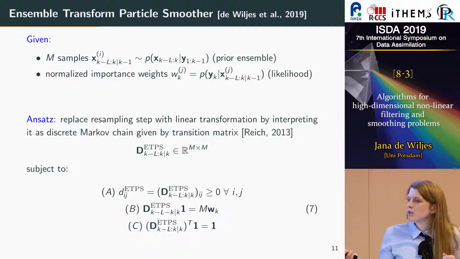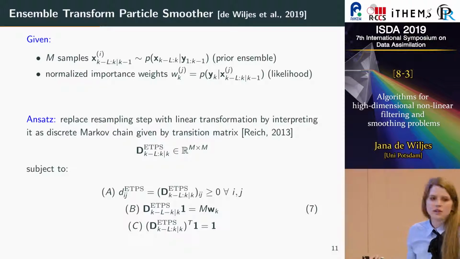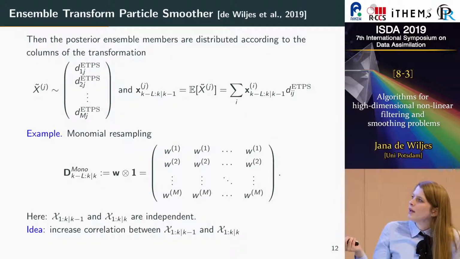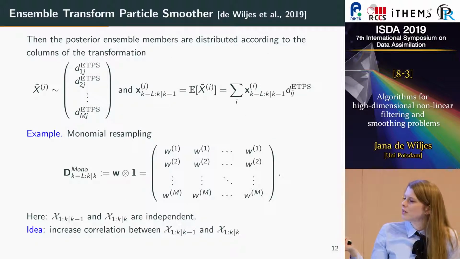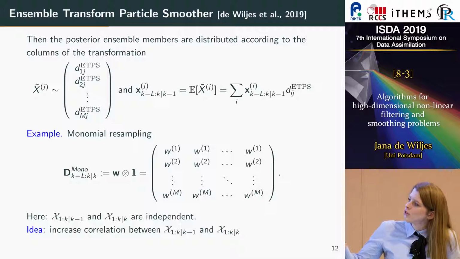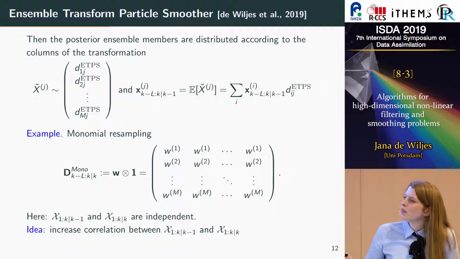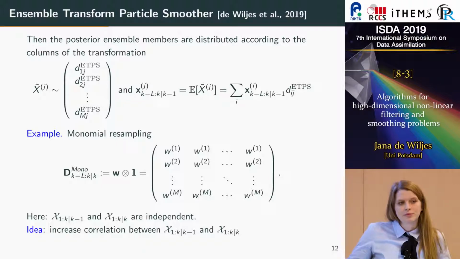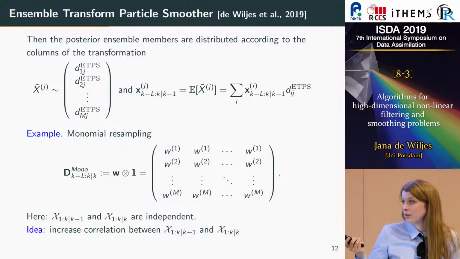And this linear transformation has to fulfill certain conditions to basically make it a stochastic matrix. If you want to have this linear transformation, there are actually many choices you can have. One of the simplest things you can think of is just to write the weights of the particle filter in the columns of your linear transformation, which would resemble multinomial resampling. So a discrete deterministic approximation of multinomial resampling.